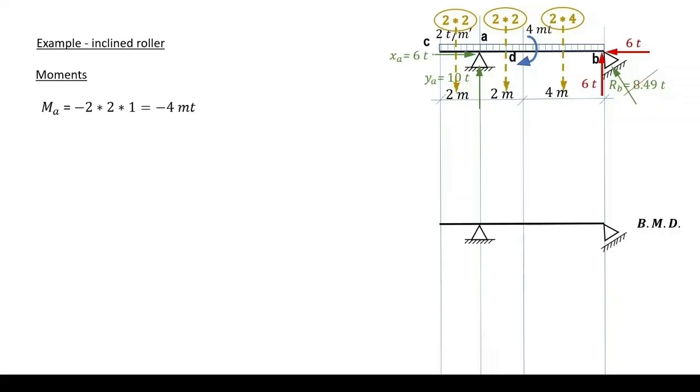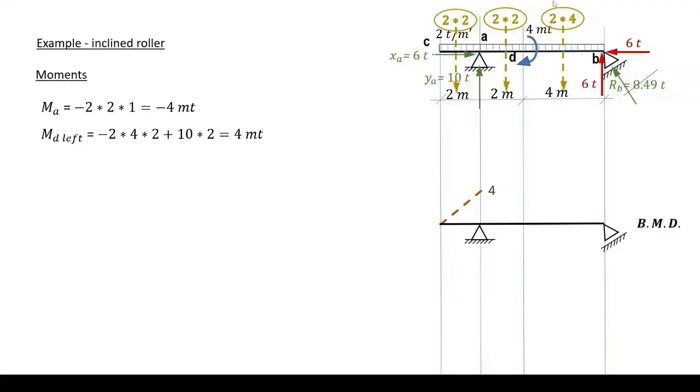To plot our bending moment diagram, we have a zero moment at C, and to compute the moment at A, we have this part of the distributed load acting between C and A. So we have 2 by 2 multiplied by the arm, 1 meter, making a moment of minus 4 meter ton to be plotted above the center line.